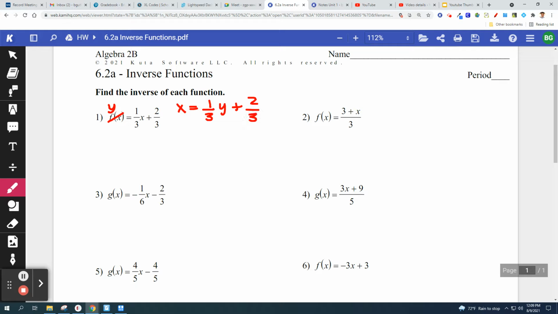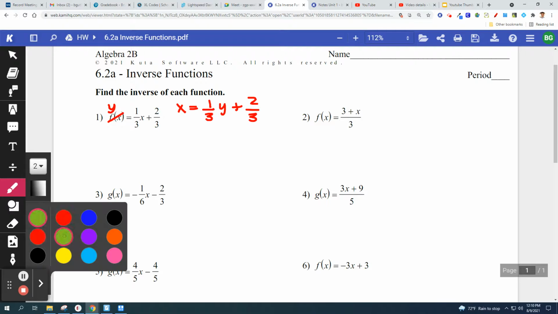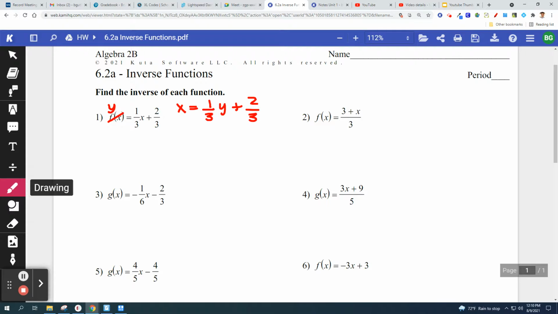Step 3 says isolate y. And so we're trying to get y by itself. I do have a math trick here. Most of us don't really like dealing with fractions. So I'm going to do a little trick to get rid of the fractions. In order to cancel out the 1/3, I'm going to multiply both sides by 3. But we're going to multiply everything by 3. And that 3 is going to cancel here and here, leaving me with 3x equals 1y, or we'll just say y, plus 2.